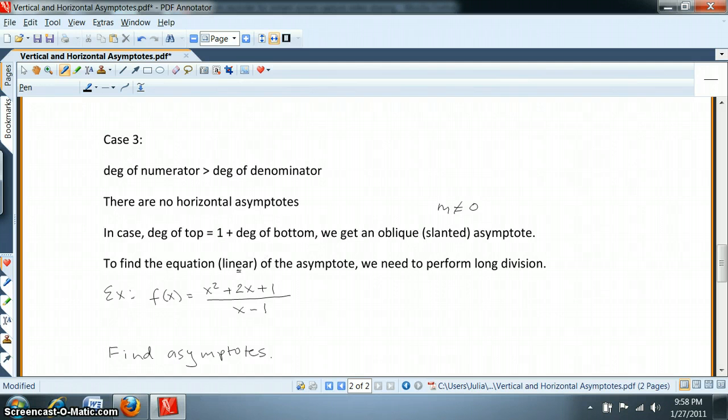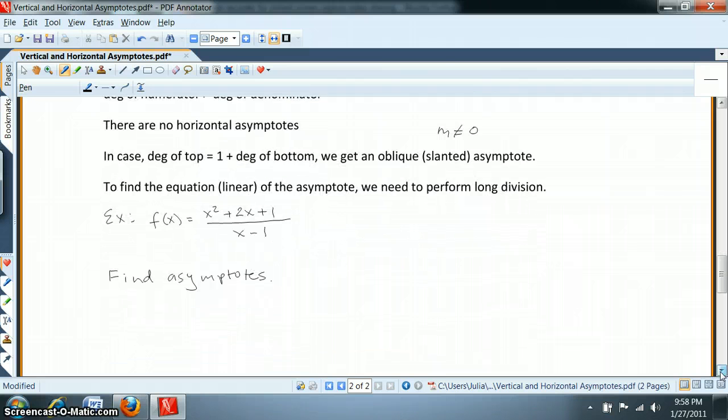So let's take a look. We can simply find it by performing long division. Let's say, here is an example. f of x is equal to x squared plus 2x plus 1 over x minus 1. And the goal is to find the asymptotes of this function. So let's take a look to see what we can find.